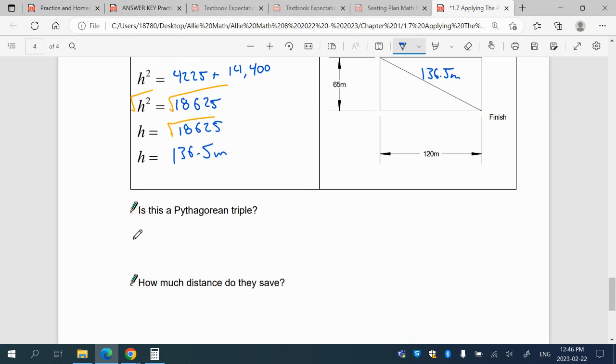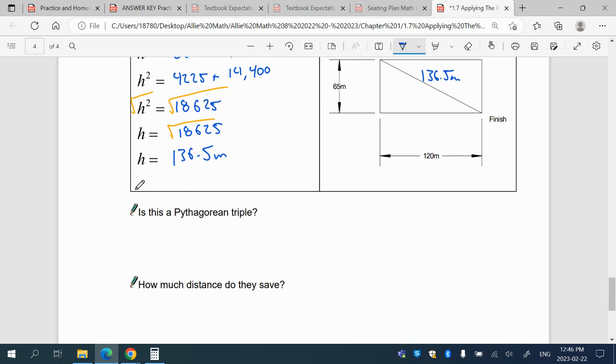Okay, is this a Pythagorean triple? This is a good question. This is a bit of a throwback. Pythagorean triples need to be whole numbers. So I would say no, because 136.5 is not a whole number.